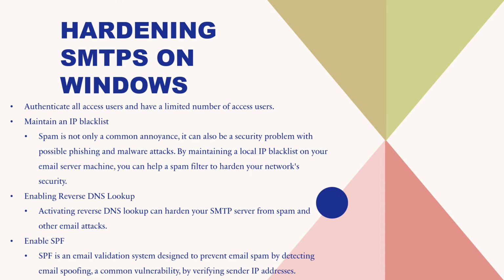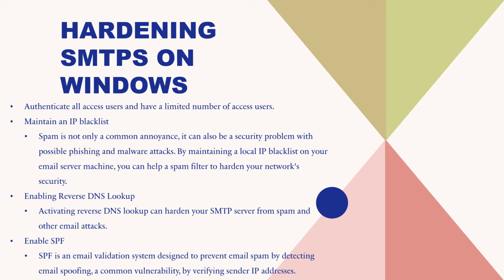The next is to maintain an IP blacklist. Spam is not just an annoying thing, it can also be a security problem with possible phishing and malware attacks. By maintaining a local IP blacklist on your email server, you can help a spam filter to harden your network security.